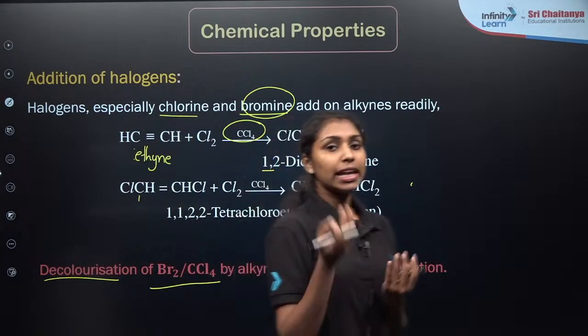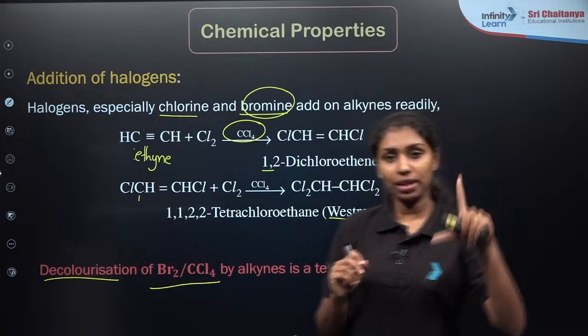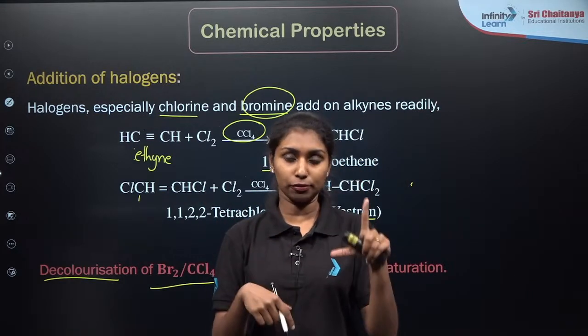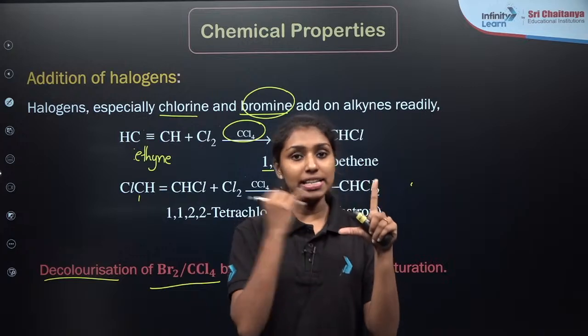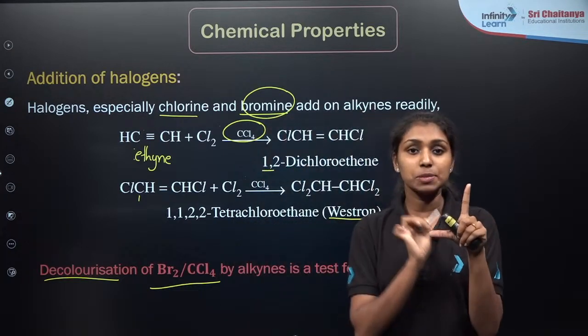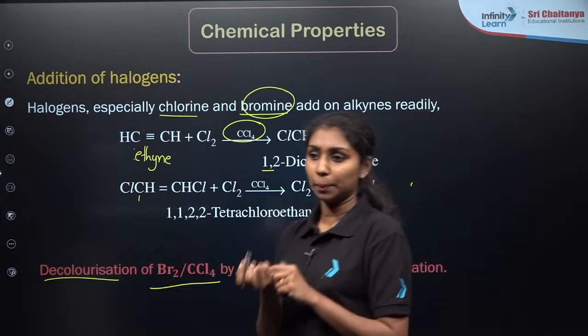For example, in one test tube you are taking one compound, and in another test tube you are taking another compound. If you are adding bromine in CCl4, and in the first test tube the color disappears, it means that this compound contains a triple or double bond, which means it is an unsaturated hydrocarbon. Clear?